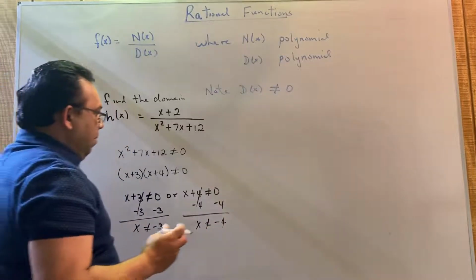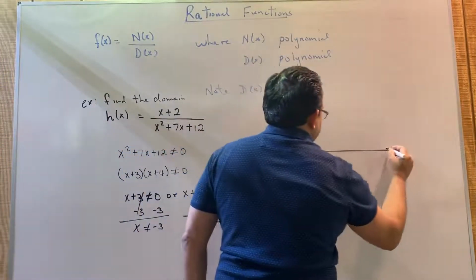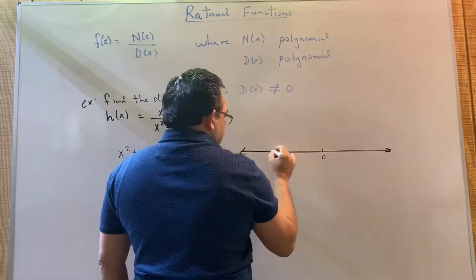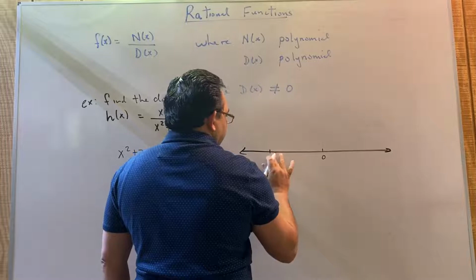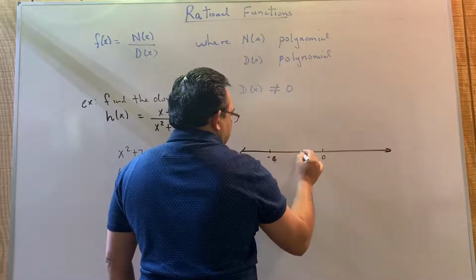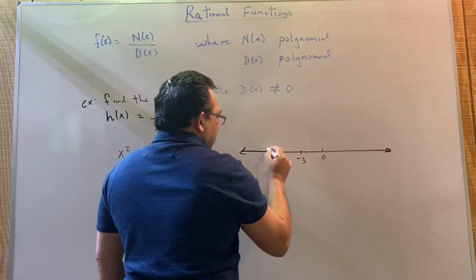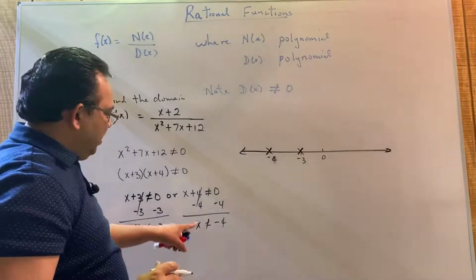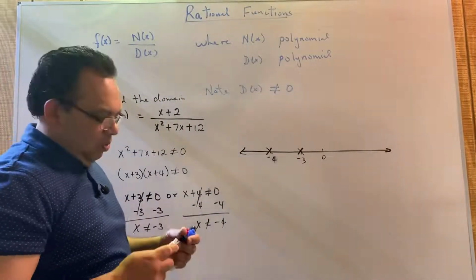So now on my number line, I'm taking out 2 values. I'm taking out negative 4 first, and negative 3. These are the 2 values that I'm taking out. We don't care about the other values. We know that these 2 values cannot be used.